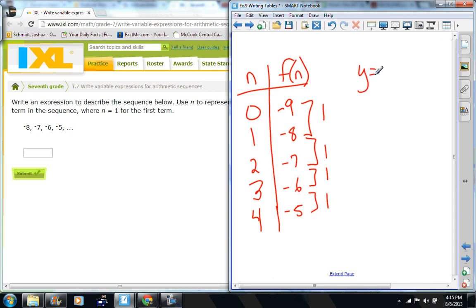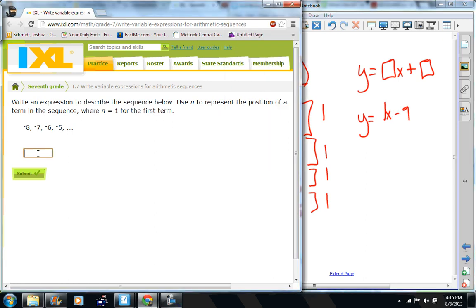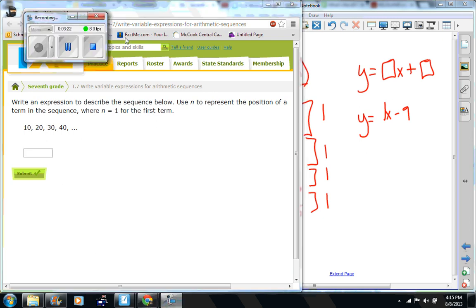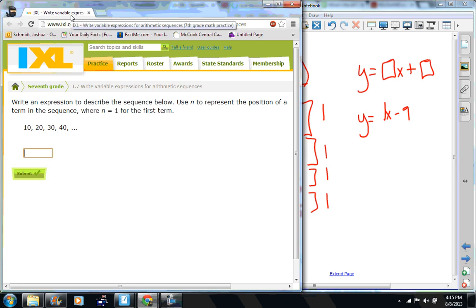And then our equation. So that's a 1, and that's our negative 9. So it's going to be y equals 1x minus 9. So for here, they want it as an n, so 1n minus 9. And all the problems are going to work out just like that. Okay, so I'm going to do a couple more, and then I'm going to give you time to practice, keep it a short video.